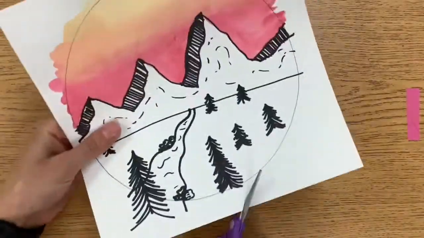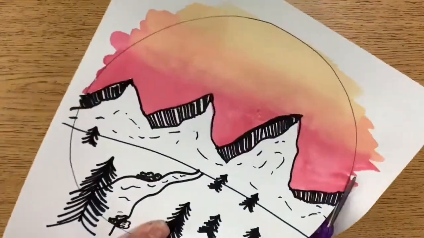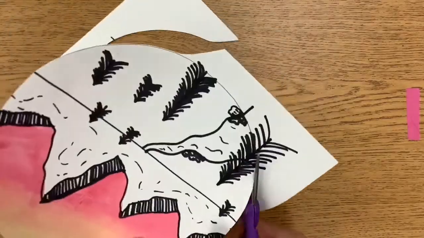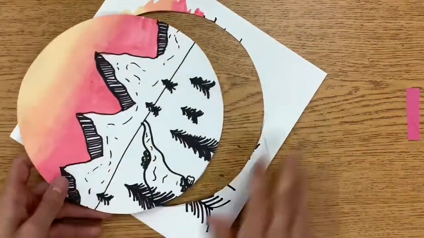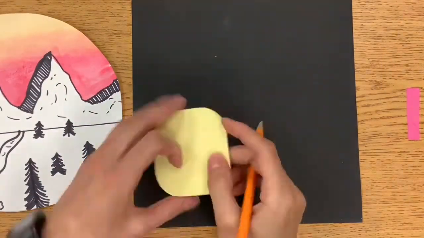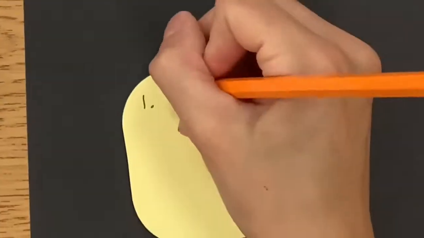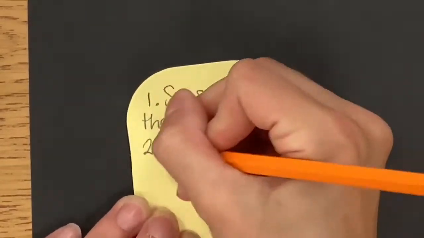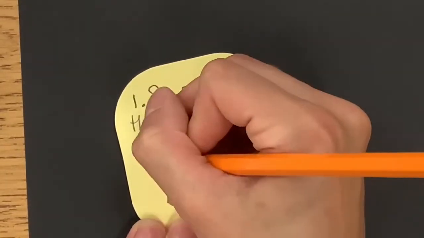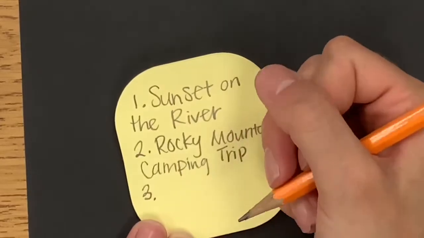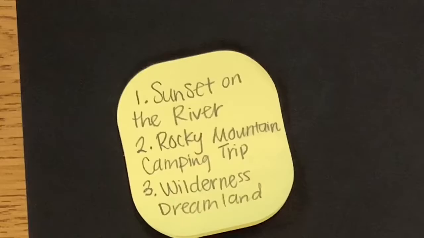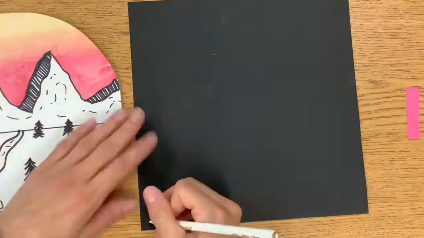The last step will be to cut out your painting once it is dry. We'll cut around the circle that we had traced before. Then I would like you to think about some different titles for your artwork. Usually, I like my title to have something to do with the objects in my picture. So I wouldn't want to name this landscape Dancing Donuts at a Disco Party. I would probably want to name it something that made a little more sense with the picture.